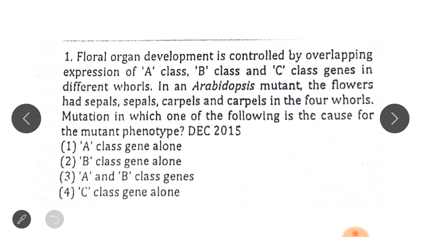The first question comes from December 2015. Floral organ development is controlled by overlapping expression of class A, class B and class C genes in different whorls. In an Arabidopsis mutant, the flowers had sepal, carpel, carpel in the four whorls. Mutation in which one of the following causes the mutant phenotype? It means the flower has the identity of sepal, carpel, carpel. Now we learned earlier that this phenotype results when class B is mutated. So the direct answer is that the class B gene alone is mutated.